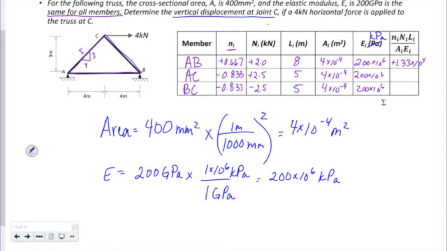If I do the same thing for AC, negative 0.833 times positive 2.5 times 5 divided by 4 times 10 to the minus 4th times 200 times 10 to the 6th, I get negative 1.3 times 10 to the 4th. And if I do the same thing, I'll get positive 1.3 for member BC.